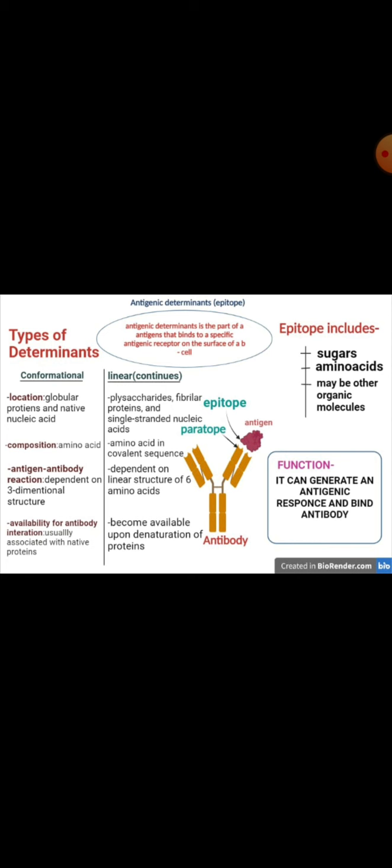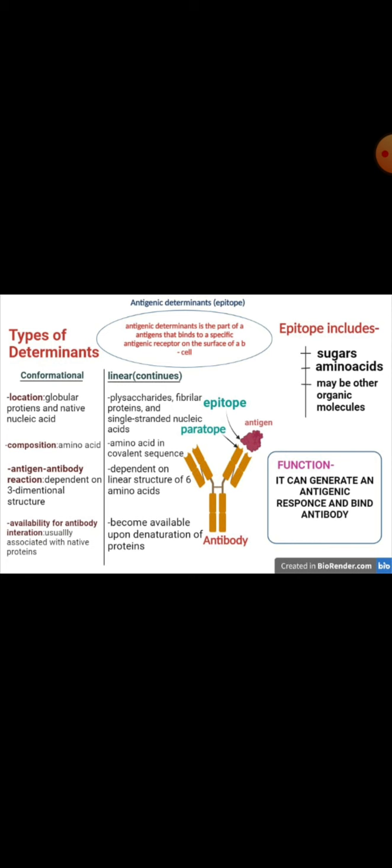Before understanding what antigenic determinants mean, we should know about the term antigen. Any substance that induces the immune system to produce antibodies against it is called an antigen.